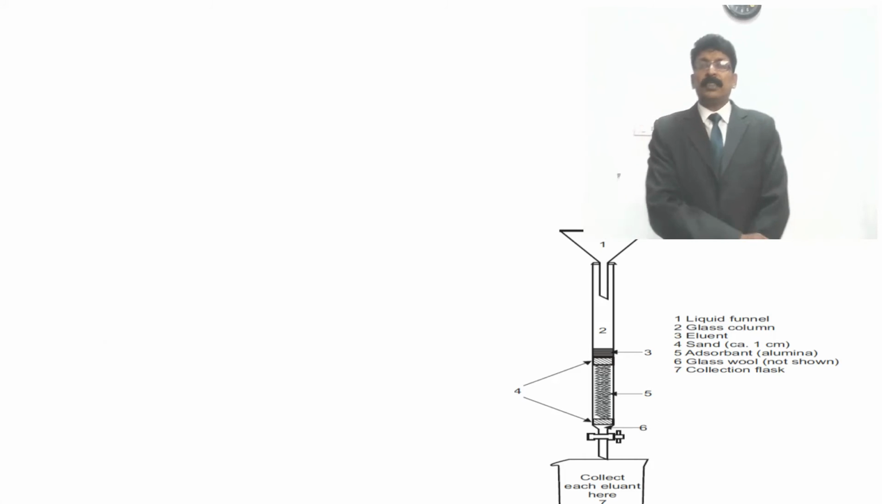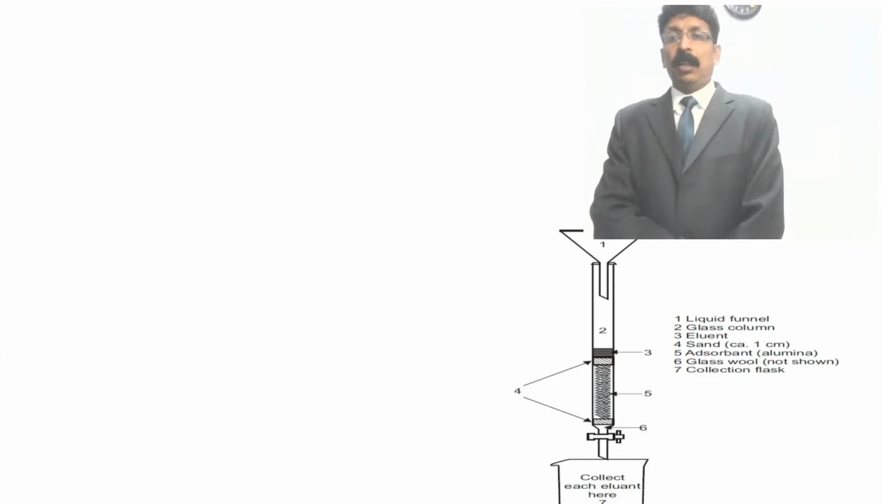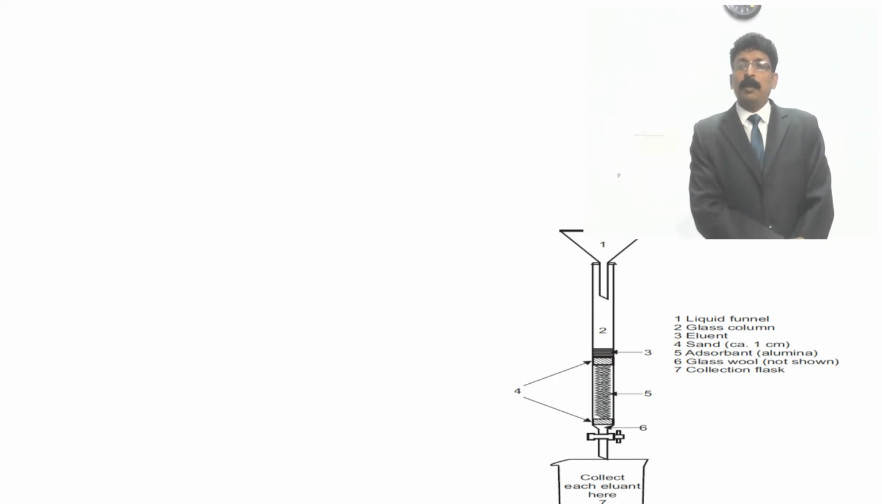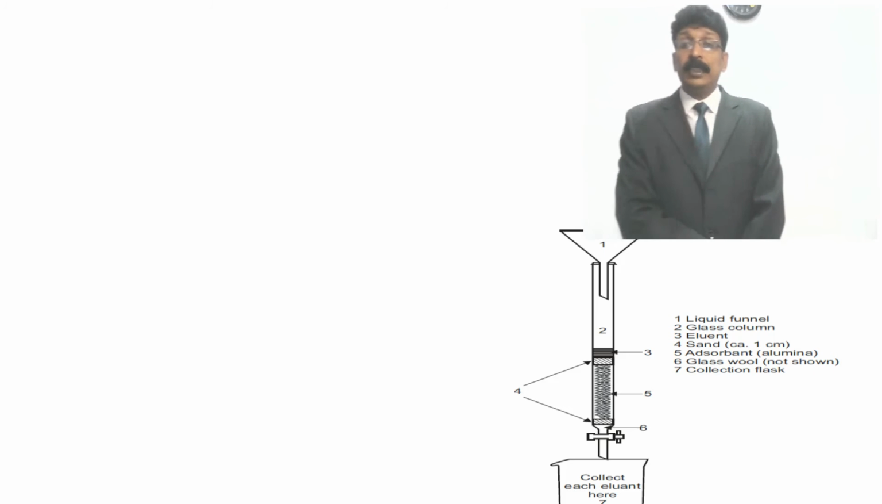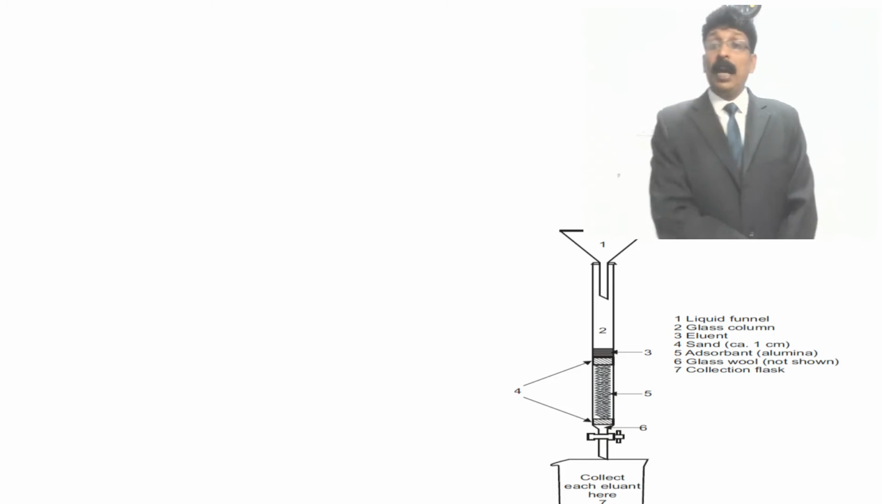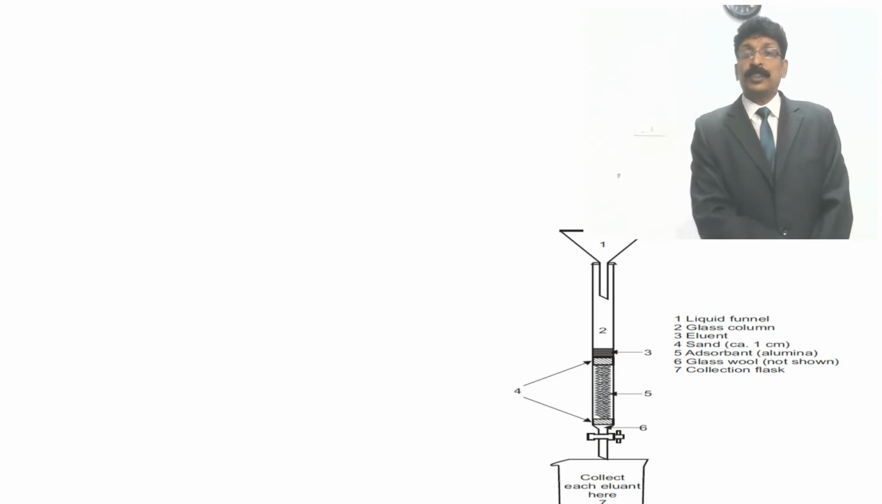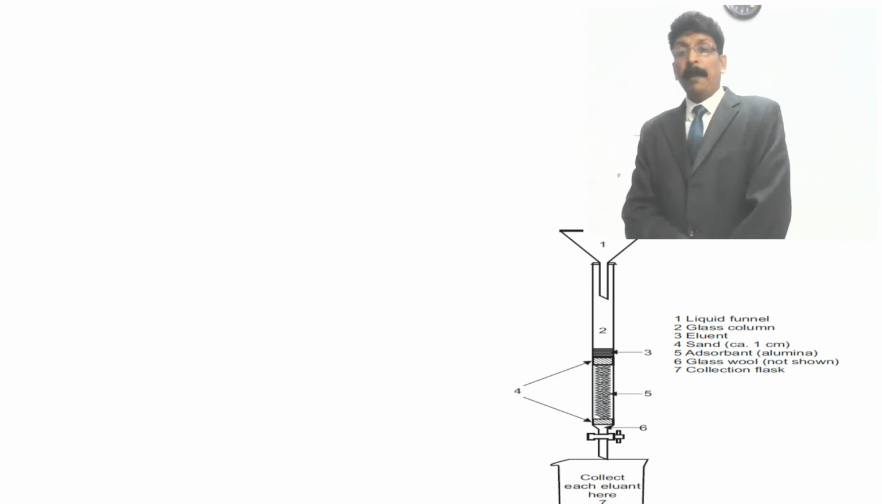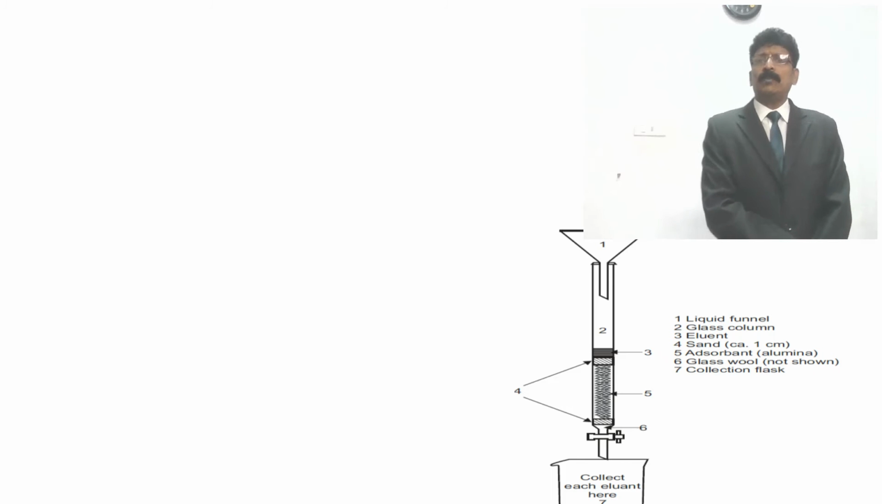You can see in this picture, you have a funnel in the first place, and the second one is the glass column, and the third one is the eluent which you are adding there. Then sand, number 3, and the fifth one is the adsorbent, maybe silica or activated alumina. Glass wool will be kept in the 6th position, and also a filter paper can be kept. Also on the top we can keep sand and filter paper for purifying the solvent system which you are using.